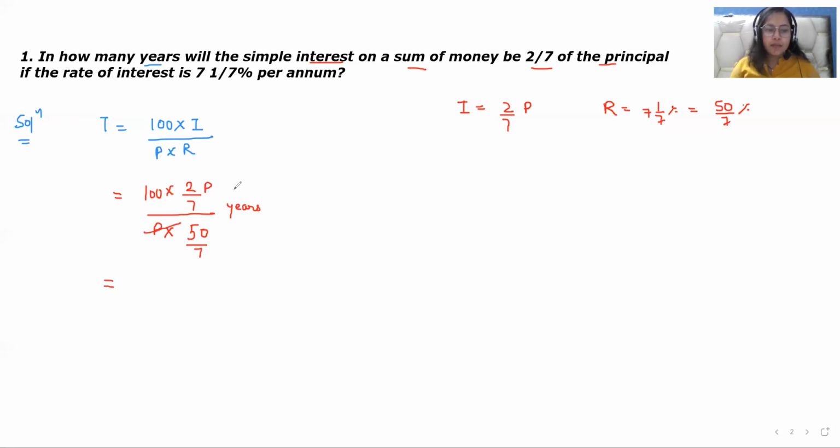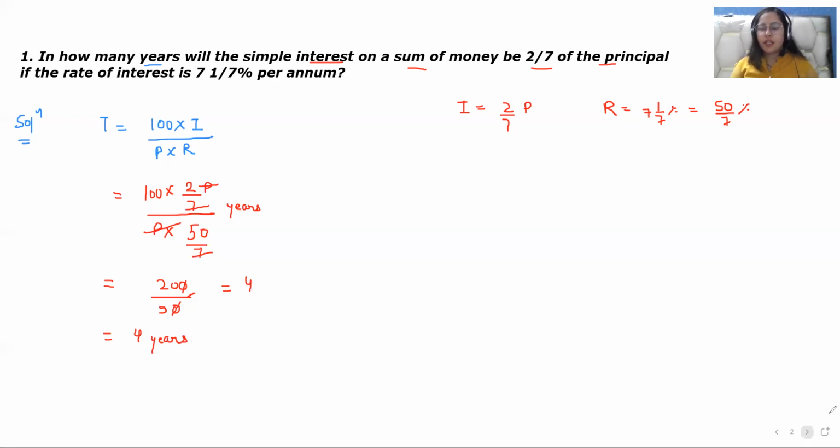So we'll eliminate P by P first, and then we eliminate 7 by 7. So what is left? 200 in numerator and 50 in denominator. After eliminating, in the table of 5, 20 comes at 4th place. So how much time will they take? 4 years they will take for the simple interest on a sum of money to be 2 by 7 of the principal.